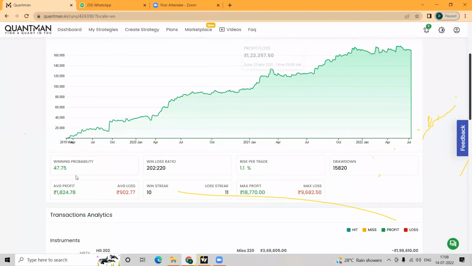So winning probability: out of two trades, one trade we will get the profit. Risk per trade, ignore it. In future sessions, I will explain very deeply why this is an important parameter. The main crux is winning streak and losing streak. Can you see that 11 losing streak? So continuously you may lose 11 trades.